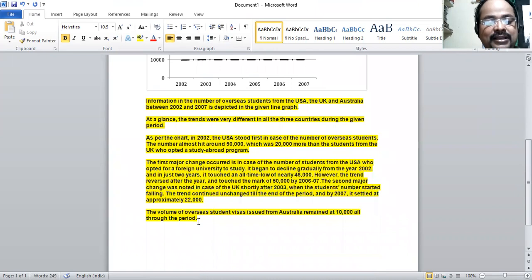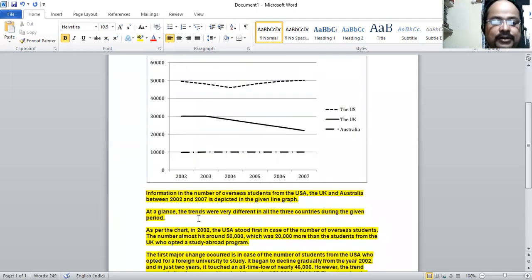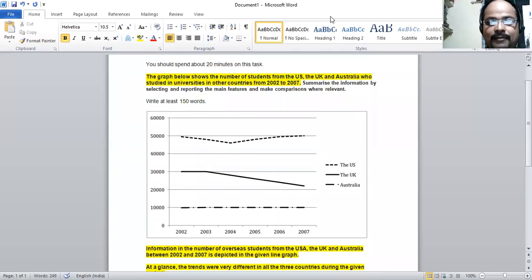And the exception case is said in the last paragraph. It's not actually a paragraph. The data is separated from the other two lines. The other two have a change, here I don't have a change. The volume of overseas student visas issued from Australia remained at 10,000 all through the period. So this is the explanation for this particular chart. Thank you.